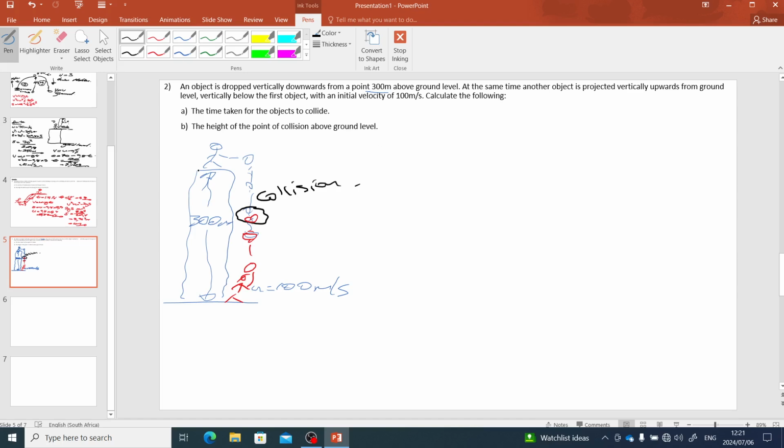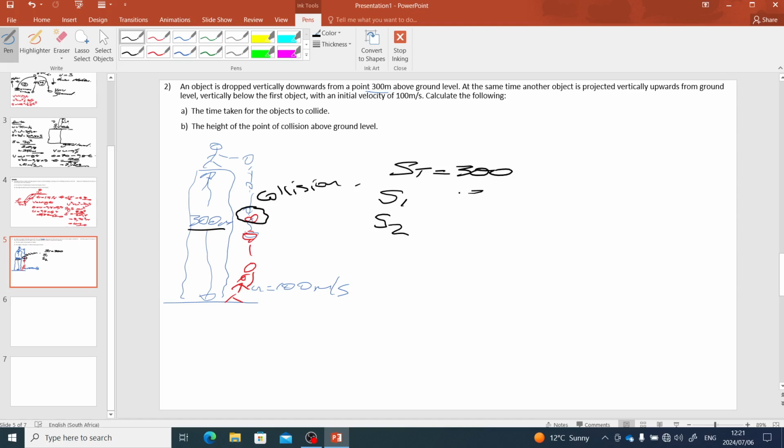We are given the total displacement there. The height is 300. That means our height is ST, which is 300. Then we have this one throwing an object downwards, which we will denote as S1. Then the one throwing the object from the ground going up, we will denote as S2, because these two scenarios occurred within that 300 meters.